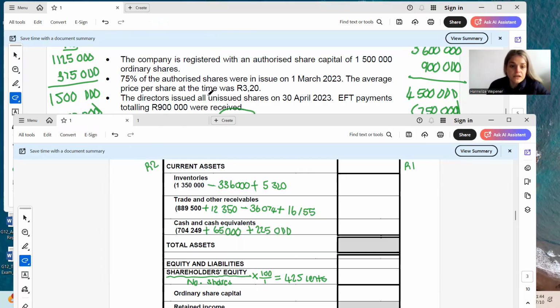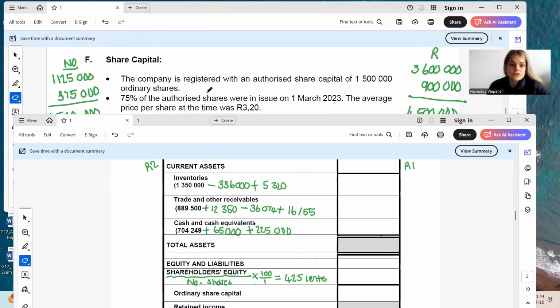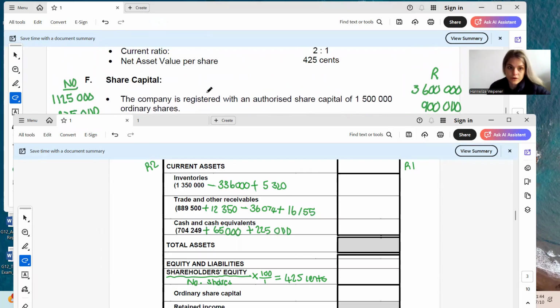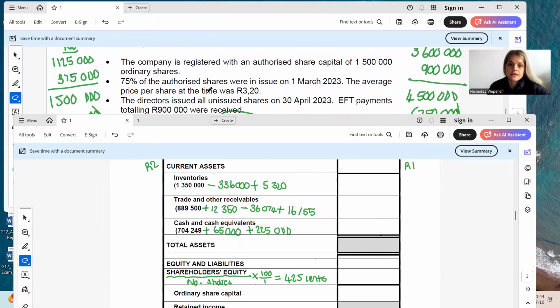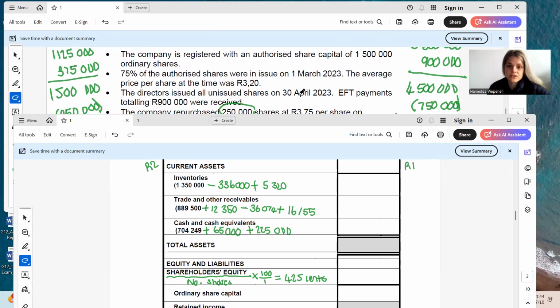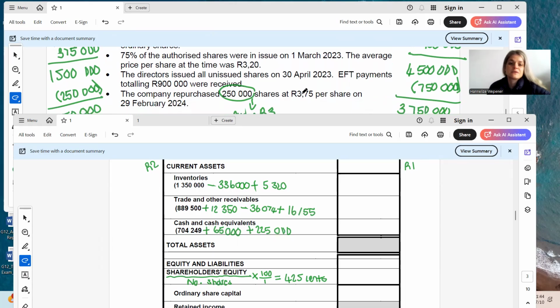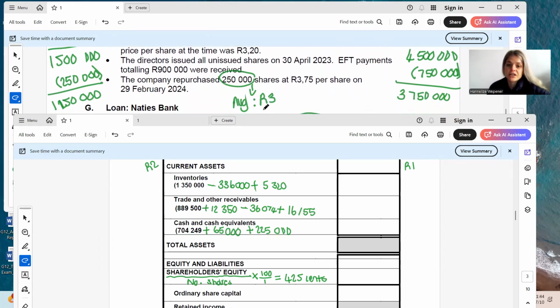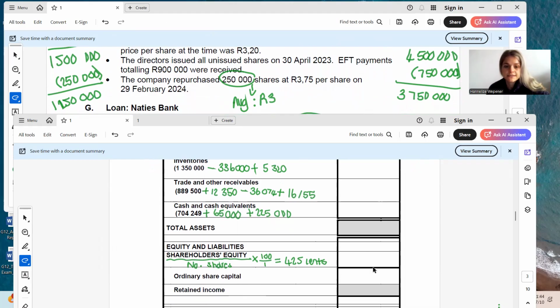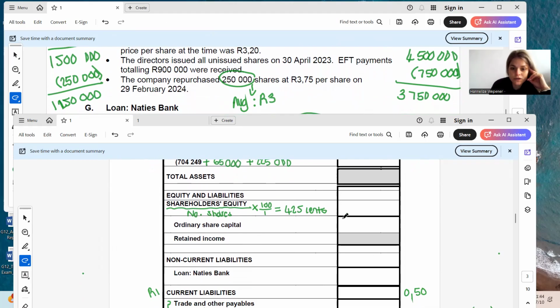Righto, so now we move on to our share capital. So the company is registered. We've already read through all of that. So we know that they issued all of their shares on the 30th of April, and then there was a buyback, and the average share price at which that buyback occurred was 3 Rand per share. And we also calculated our total ordinary share capital in the end. So we have our ordinary share capital 3750.